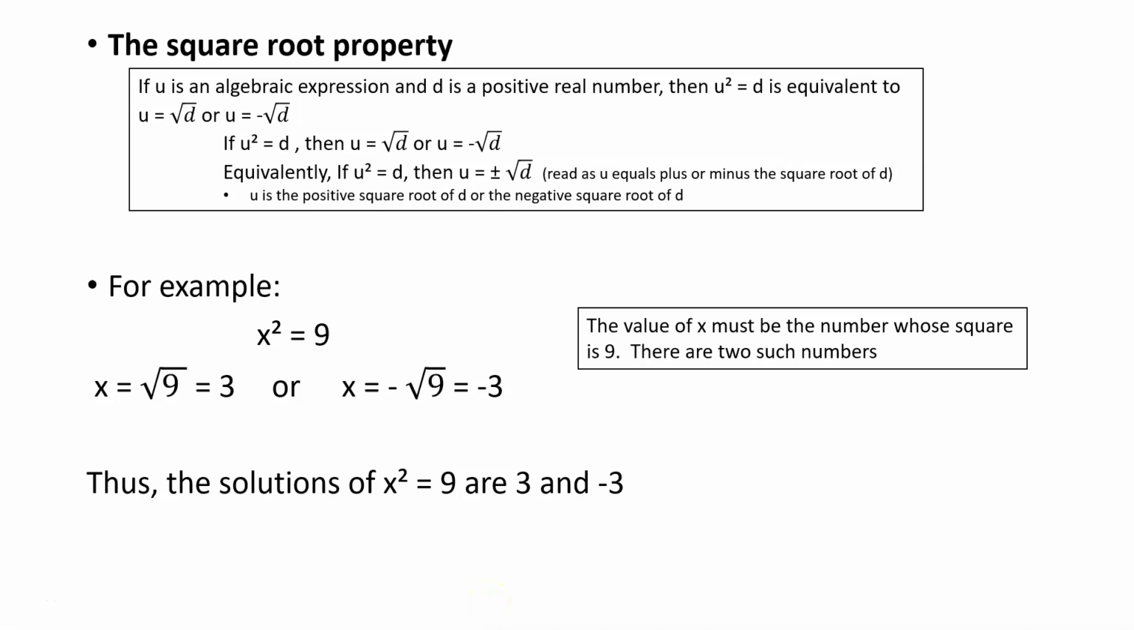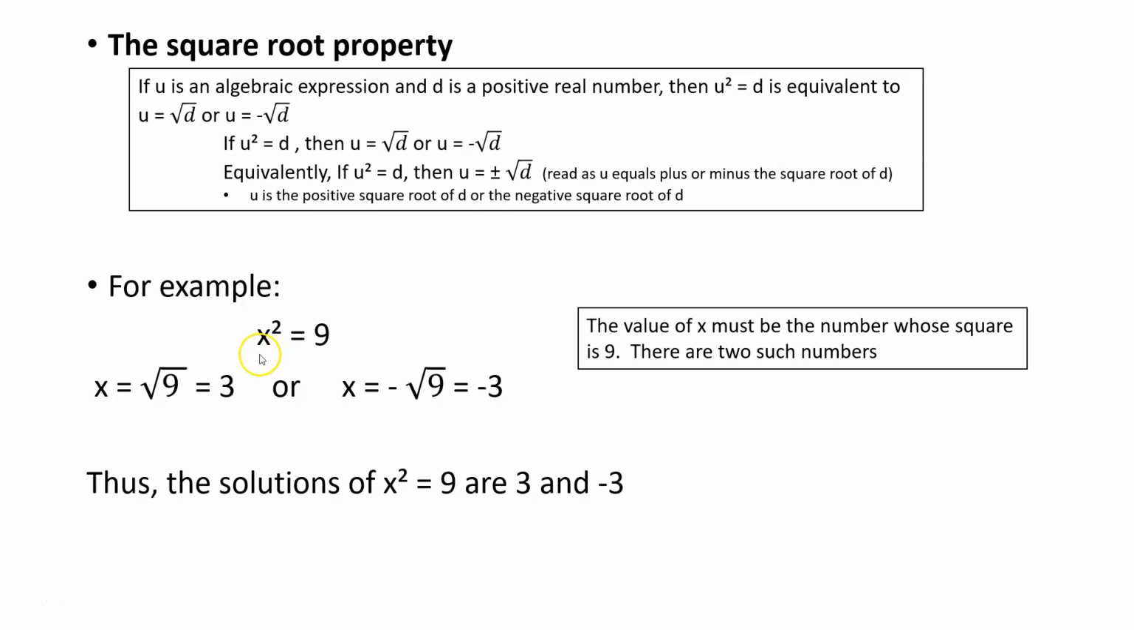Okay, today we're going to be talking about solving quadratic equations not by using factoring. So the first thing is the square root property, which basically says if u squared equals d, and d is a positive real number, then u is the positive or negative square root of d. Okay, let's do an example.